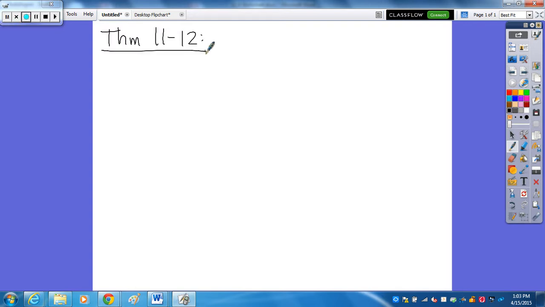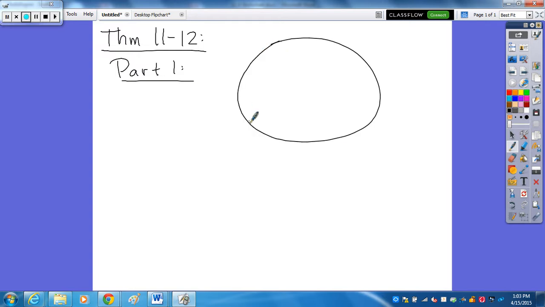In theorem 11.12, I would like you to go ahead and draw. Actually, there's three parts, so we'll say part one. Go ahead and draw a circle. It doesn't matter where the intersection takes place, kind of like the first part of theorem 11.11. Let's label this A, B, C, D, and E.